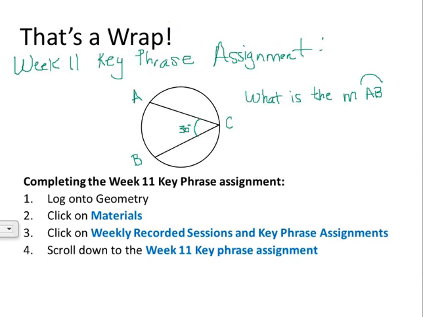Week 11 key phrase assignment. There is an inscribed angle within this circle, and the measurement of angle ACB is 30 degrees. I want you to find the measurement of arc AB and explain how you got your answer. Explain how you got your answer for full credit.